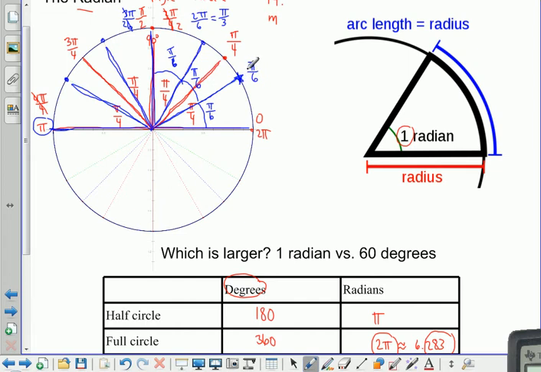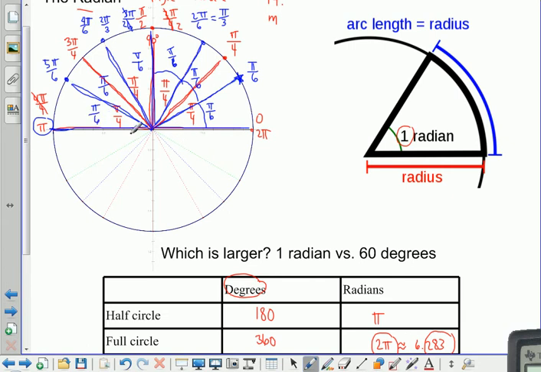So, let's continue counting. 1 pi over 6, 2 pi over 6, 3 pi over 6, 4 pi over 6, which will reduce to 2 pi over 3. So let's continue counting. 4 pi over 6, 5 pi over 6, and that's going to finish up quadrants 1 and 2. Because each one of these is an additional pi over 6.